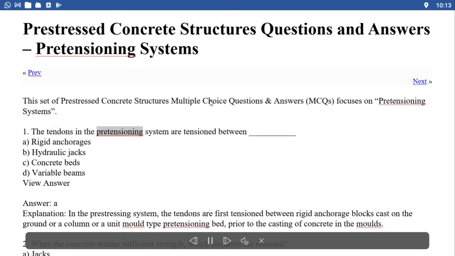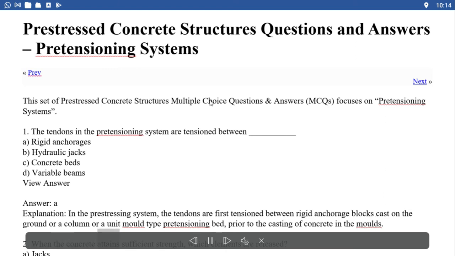1. The tendons in the pretensioning system are tensioned between blank. A. Rigid anchorages. B. Hydraulic jacks. C. Concrete beds. D. Variable beams. Answer A. Explanation. In the pretensioning system, the tendons are first tensioned between rigid anchorage blocks cast on the ground, or a column, or a unit mold-type pretensioning bed, prior to the casting of concrete in the molds.